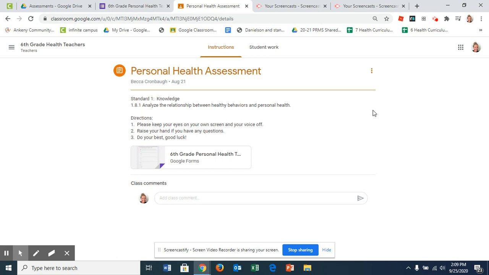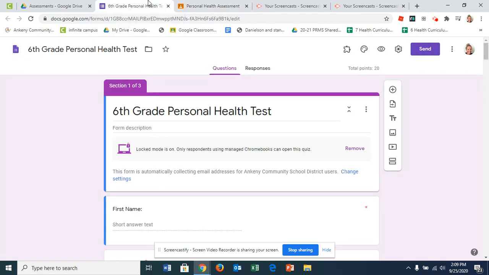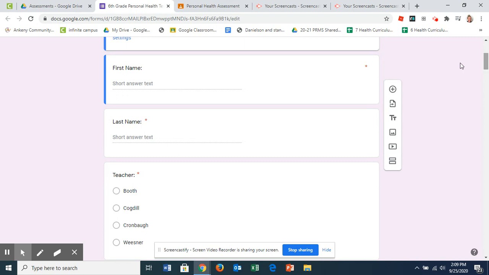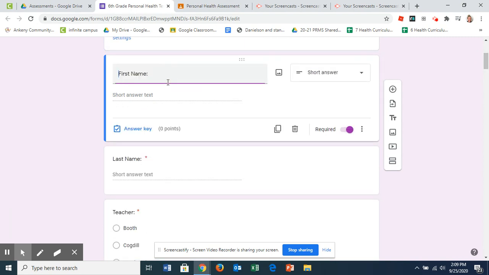Best of luck. Right now, you are going to click right here on this personal health Google form and click on sixth grade personal health test. That will bring you to this screen right here, sixth grade personal health test. Then what you are going to do is fill in your first name right here, your last name right here.